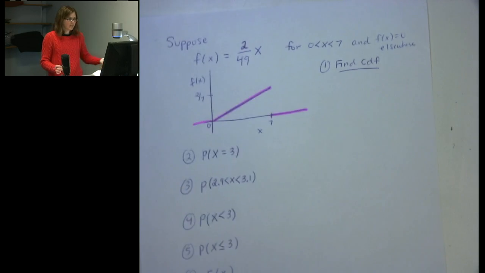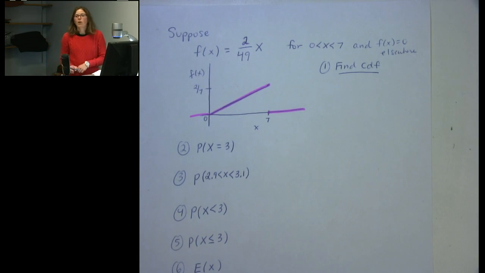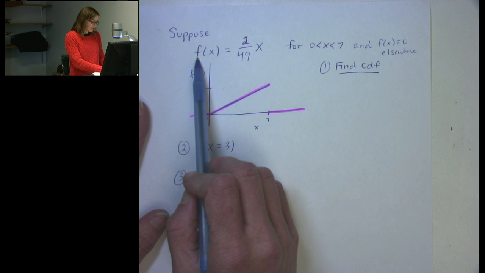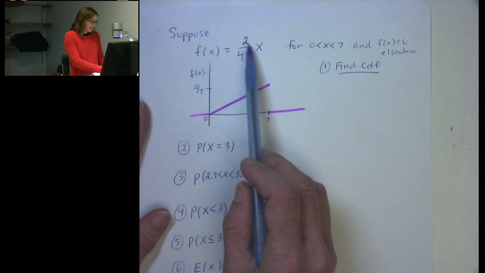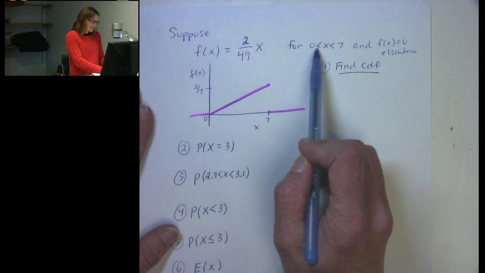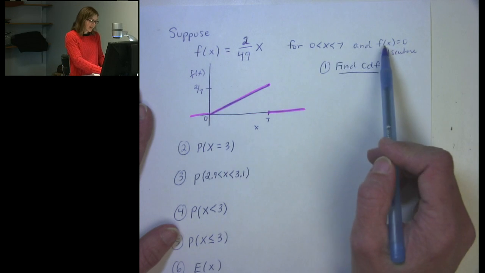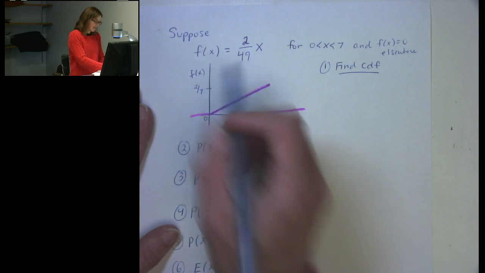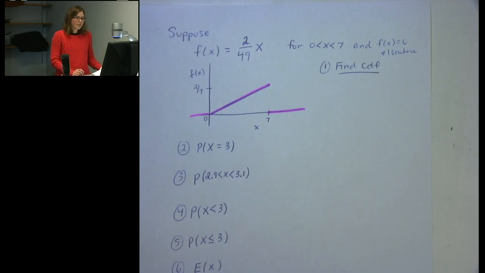Okay, so just to illustrate these ideas, I want to do one example all the way through. So I have a probability density function, f of x. It's 2 over 49 times x for x from 0 to 7, and it's equal to 0 elsewhere. So I've graphed my probability density function f of x over here.